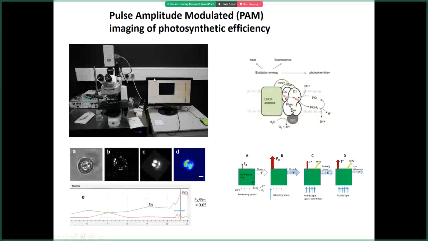So the top here shows the PAM microscope that we have in the lab. It's equipped with a very nice temperature control system. And just below that, I've shown you some examples of a coccolithophore. On the left, a bright field, a calcite image, a chlorophyll image, and D is the image of photosynthetic efficiency, which we also call FV over FM. I'm happy to talk to anyone who wants to know more about pulse amplitude modulated imaging.